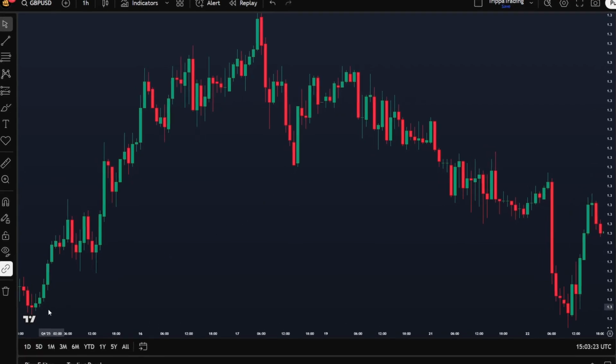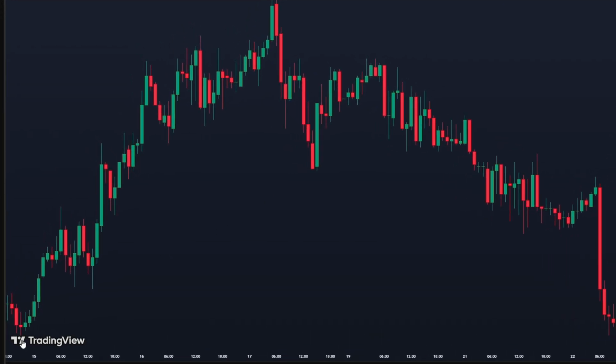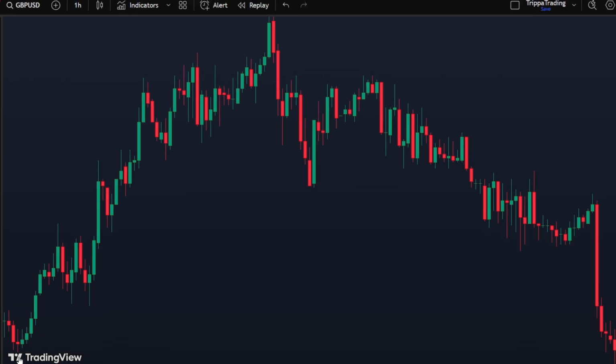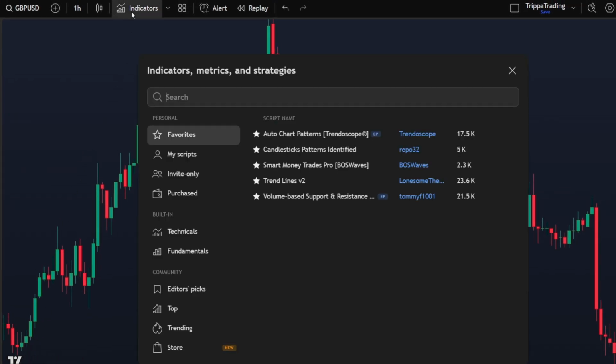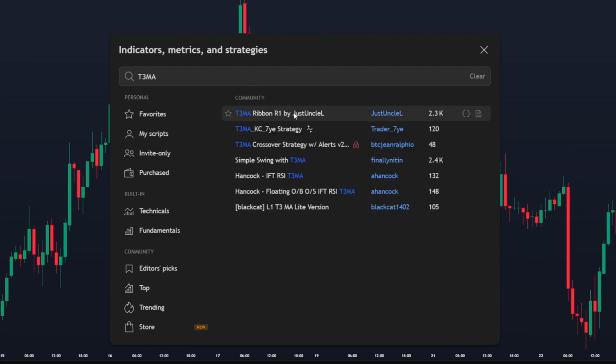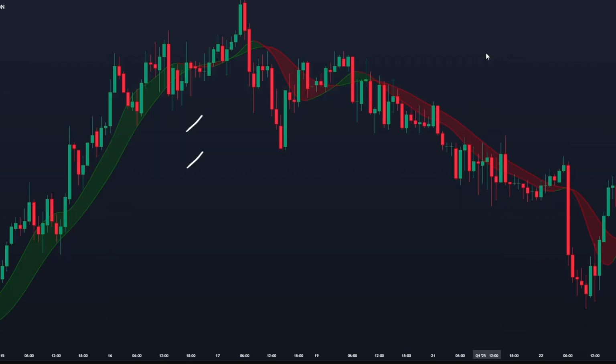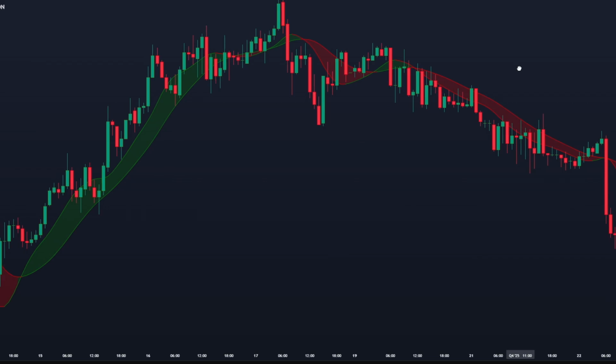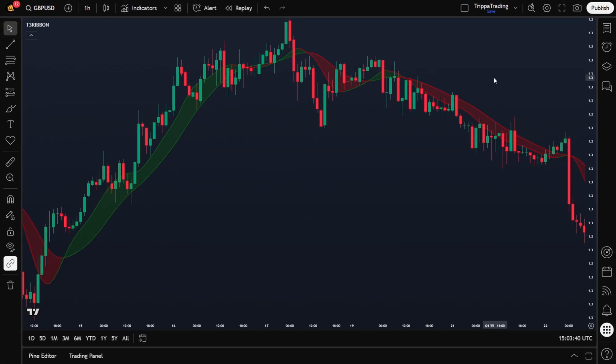I'm on TradingView, and for this strategy, we start by adding two T3 moving averages. Open the Indicators tab and search T3 MA ribbon. Select the one by just Uncle L. Once you add it, you'll see two T3 lines on your chart. Now we'll optimize them for our strategy.